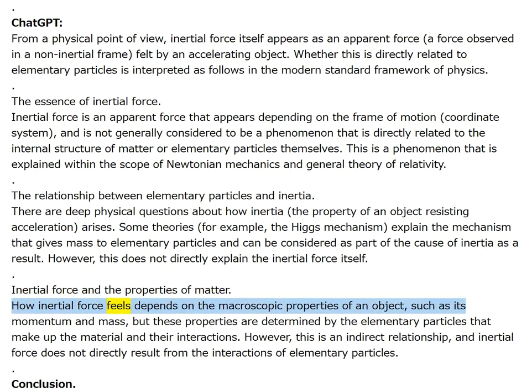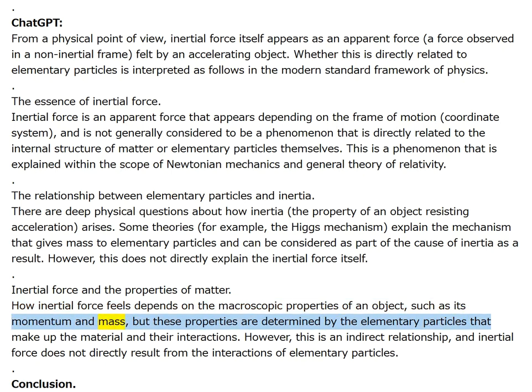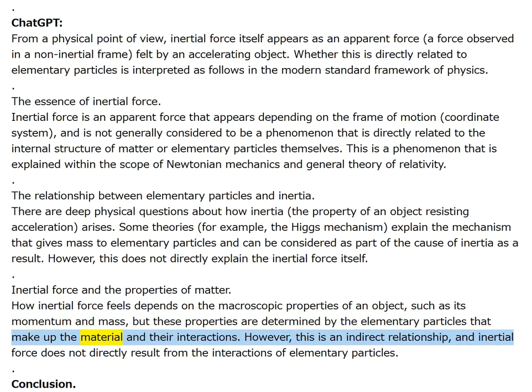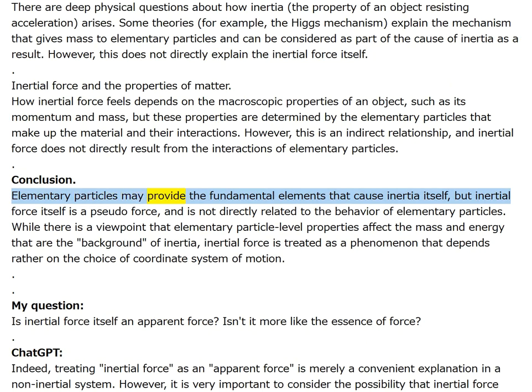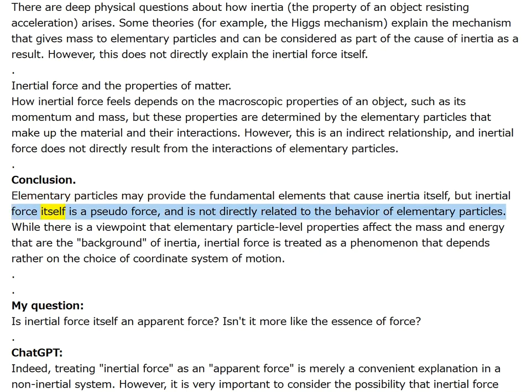How inertial force feels depends on the macroscopic properties of an object, such as its momentum and mass, but these properties are determined by the elementary particles that make up the material and their interactions. However, this is an indirect relationship, and inertial force does not directly result from the interactions of elementary particles. Conclusion. Elementary particles may provide the fundamental elements that cause inertia itself, but inertial force itself is a pseudo-force, and is not directly related to the behavior of elementary particles.